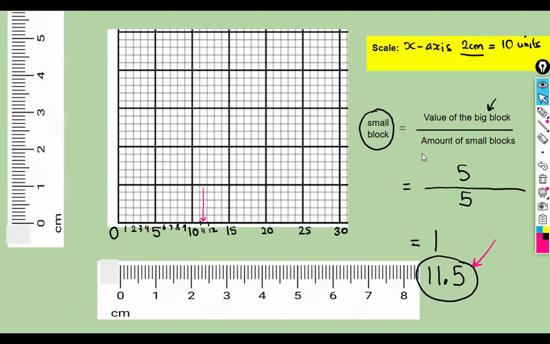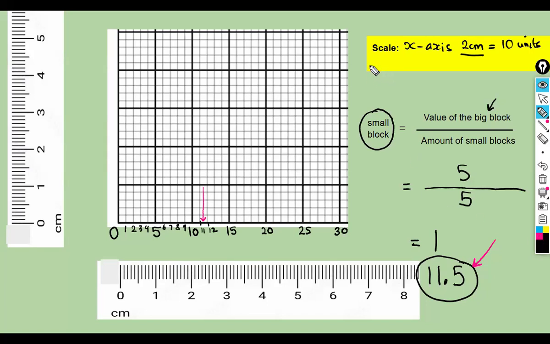A small block to get the 0.5, right? But will it always be like that? No. And I'm going to show you an example where you don't have to go in between the small block. Let's just use the y-axis as an example.